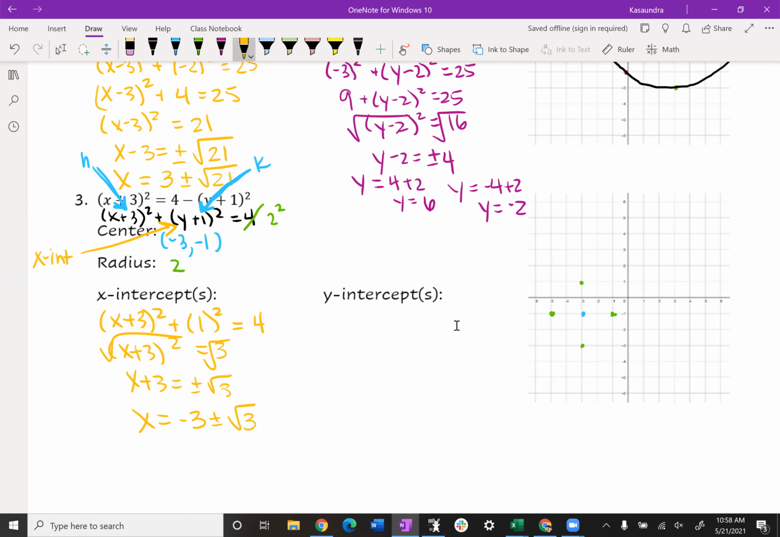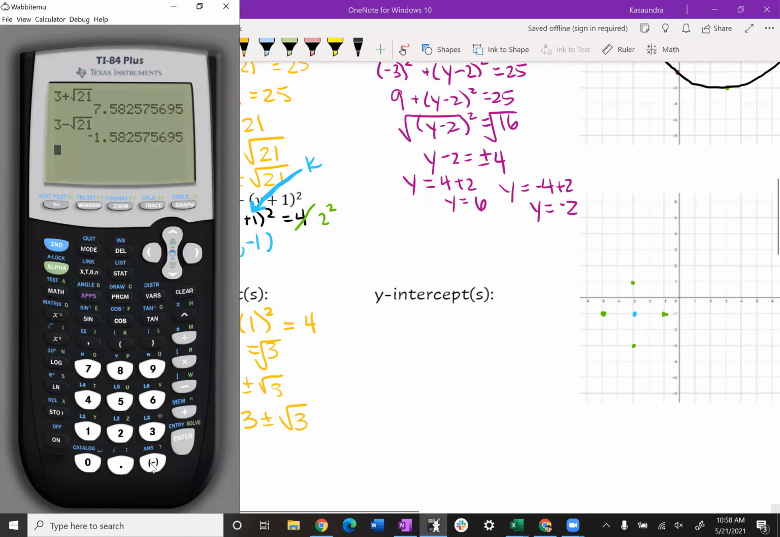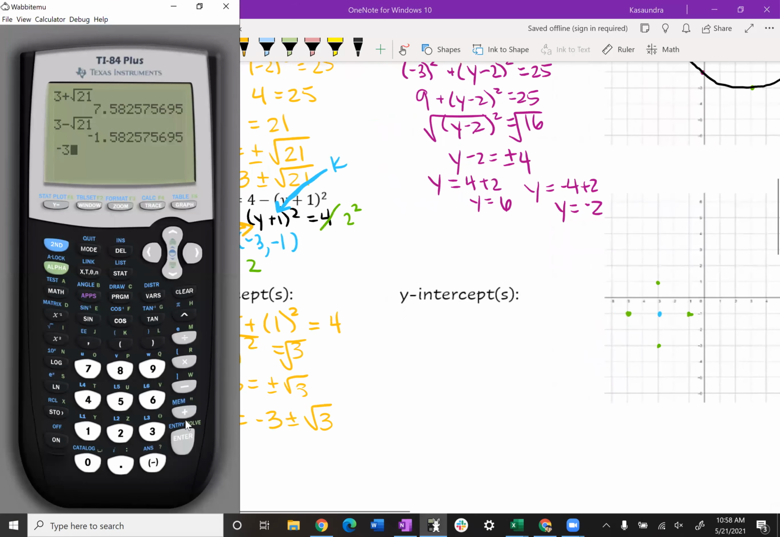All right, let's get some decimal forms here. So my negative 3 plus root 3. All right. And then I'm going to do my negative 3 minus root 3.